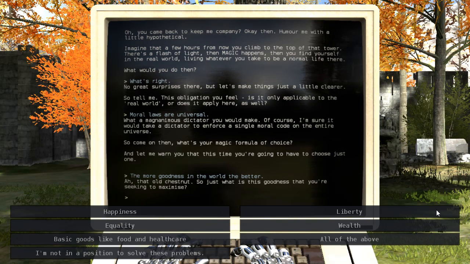Ooh. I'm not in a position to solve these problems. I am most certainly not in a position to solve these problems. Huh. Happiness is tough, because you can't make everybody happy. Liberty is another tough one, because you can be liberated without being happy. Equality is something that a lot of people strive for, but it's really not gonna work too well. There was a My Little Pony Friendship is Magic episode about equality, in fact, and how it didn't work out very well at all.